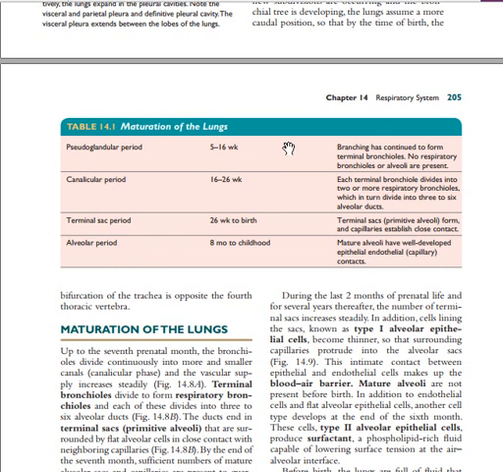Now, the pseudoglandular period. Here the first branching has continued to form the terminal bronchioles, where there are no respiratory bronchioles. So at this level, the child cannot live. It can never live on its own, because there are no respiratory bronchioles or alveoli present.